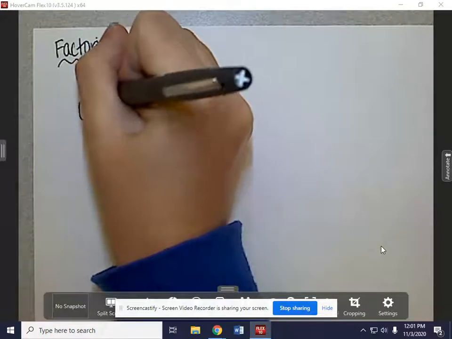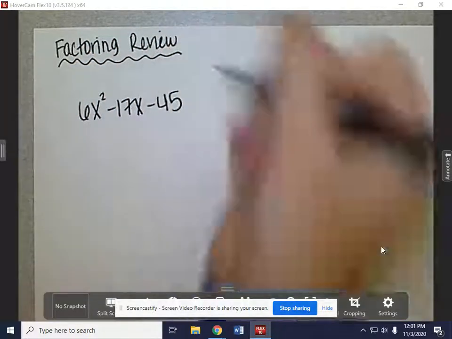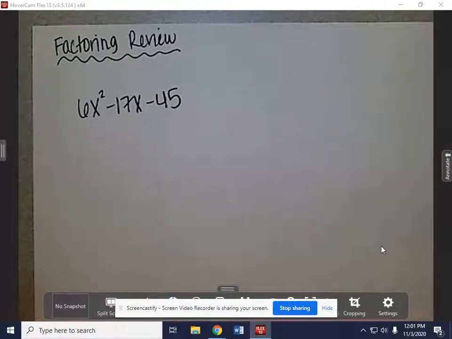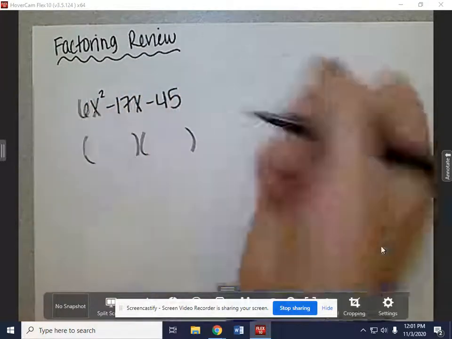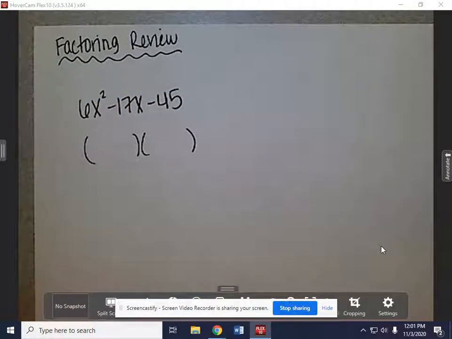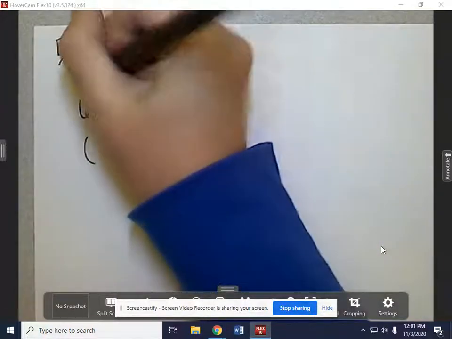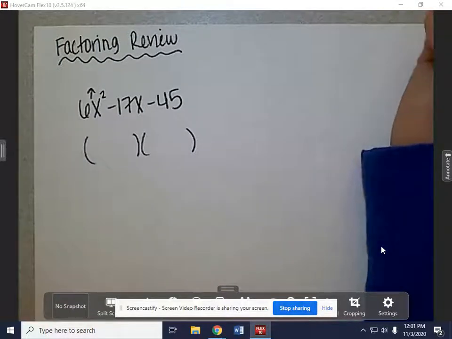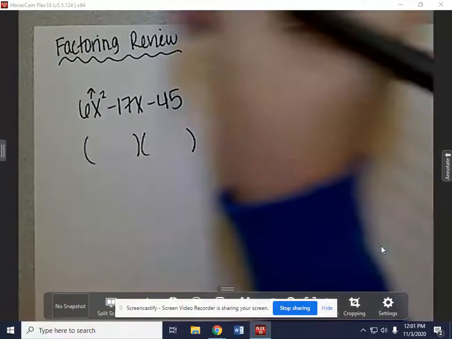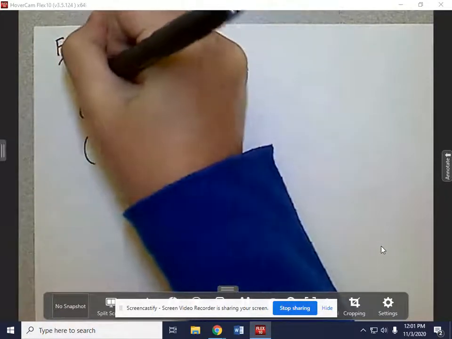So if I have something like 6x squared minus 17x minus 45, and I say factor that. Just as a reminder, factoring means to divide. So we want to take this quadratic trinomial and divide it into 2 binomials. To do so, we need to divide up the factors. We always start with the first term, the quadratic term in this case, and I'm going to find the factors of 6x squared, aka what things could I multiply together to get 6x squared? You can multiply 6x and 1x, or 3x and 2x.